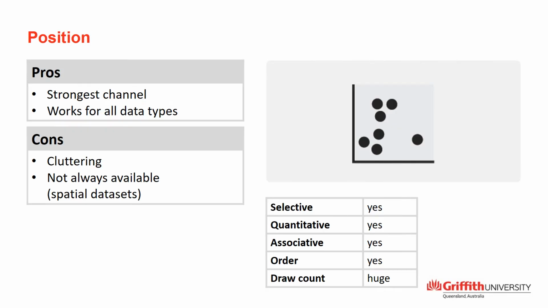The position channel is the strongest channel to visualize data and works for all data types due to its properties shown here on the bottom right. However, depending on how many data items are close together, the visualization may become cluttered and some data items will overlap others. Also, the position channel cannot be applied to spatial data sets where the data items are visualized on an underlying map, as their position is explicitly determined by longitude and latitude.